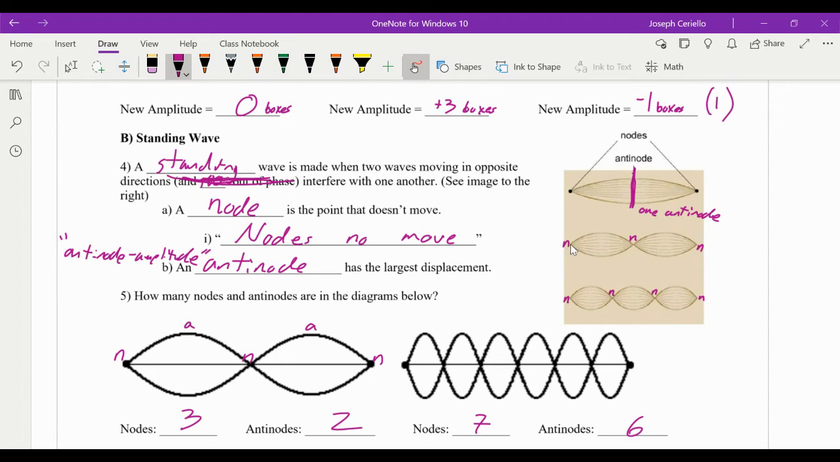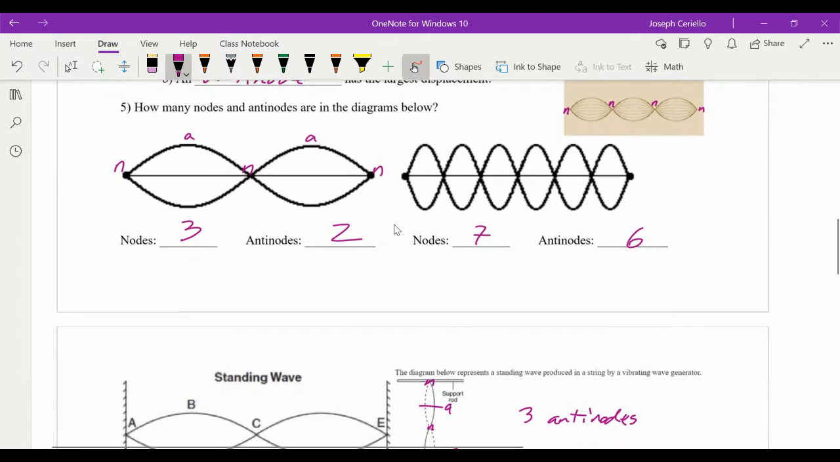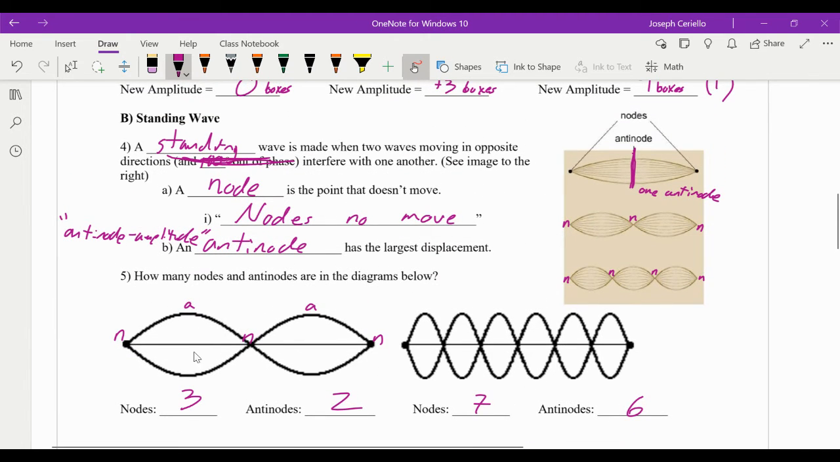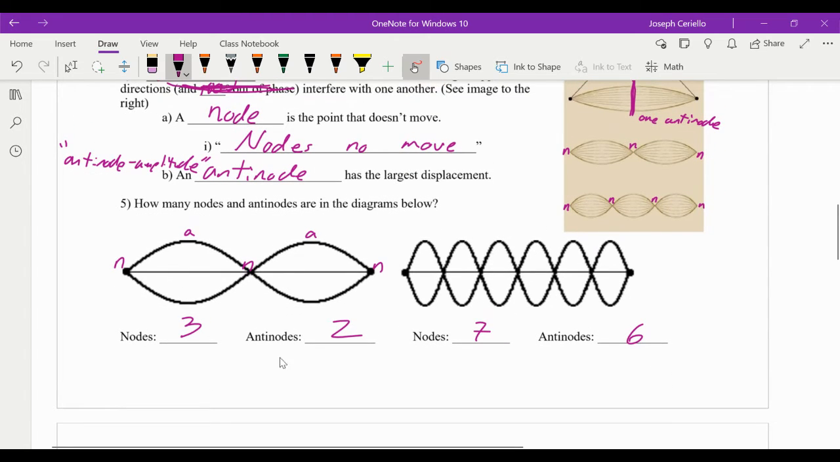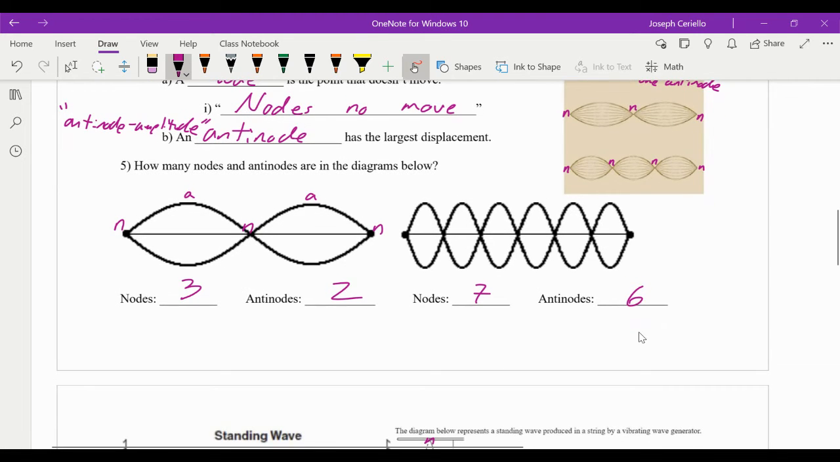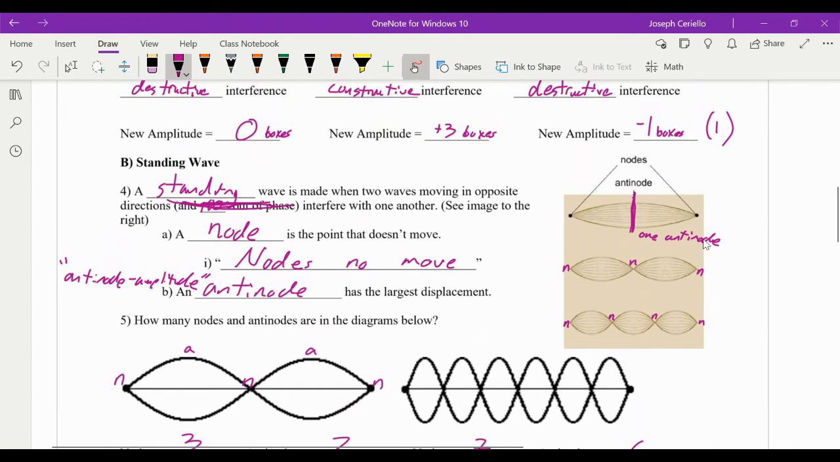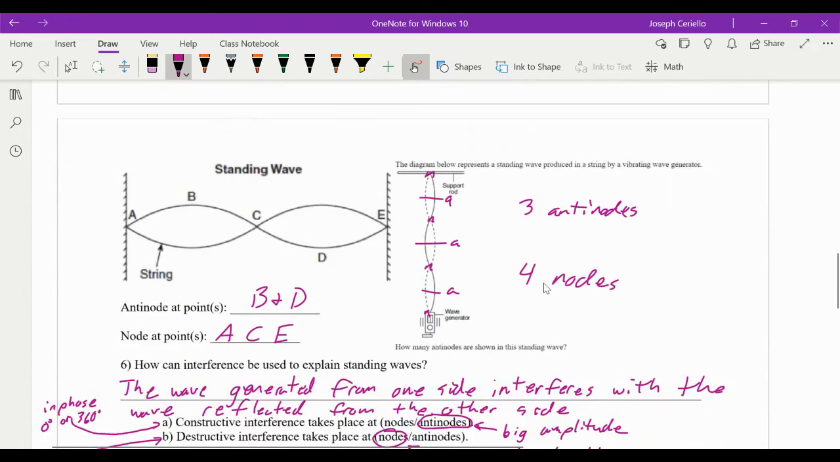So the node is the part that doesn't move, and the antinode is the part that moves a lot. Now the amplitude, antinode, that's how I remember it. Nodes, no move, that's how I remember that one. And at each one of these little humps, if you will, there's only one antinode. There aren't two here. So for example, for number 5, there are 3 nodes and 2 antinodes, not 4 antinodes. And there are 7 nodes and 6 antinodes, not 12 antinodes. That's why I said one antinode here is just like that whole loop, if you will.